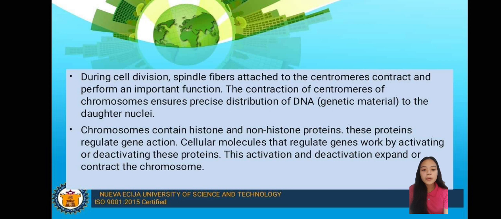And last, chromosomes contain histone and non-histone proteins. These proteins regulate gene actions. Cellular molecules that regulate genes work by activating or deactivating these proteins. This activation and deactivation expand or contract the chromosomes. The chromosomes contain histone and non-histone proteins, and those proteins regulate gene actions. When we say histone proteins, these are the chief protein components of chromatin, while non-histone proteins are the remnants in chromatin after all the histone proteins have been removed.